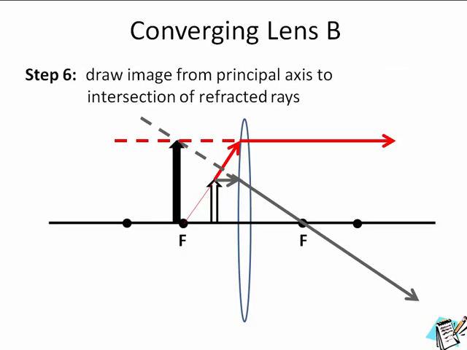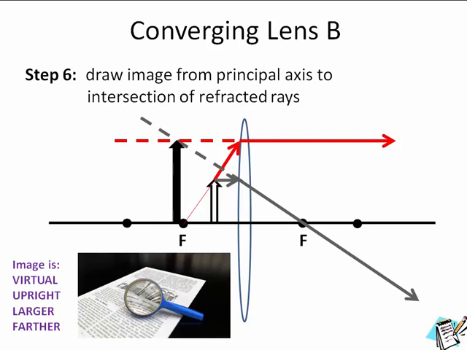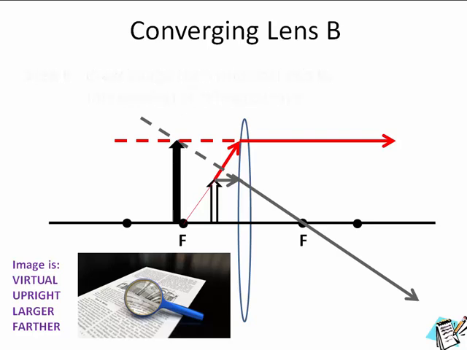Draw your image. Notice that it's upright. All virtual images will be upright. Your image is also larger than the object was and farther from the lens than the object was. This is basically how a magnifying glass works. When your object is very close to the lens, you get a virtual, enlarged image. To recap, for a converging lens with the object closer than the focal point, follow these steps. Parallel in through the focal point out, through the focal point in, parallel out, dash back to intersect.